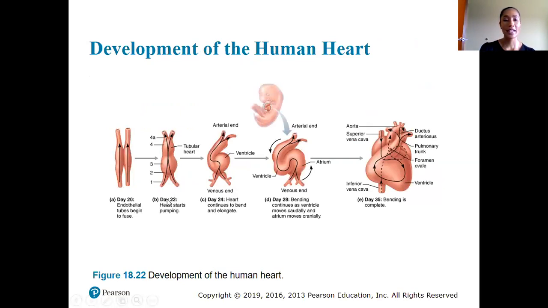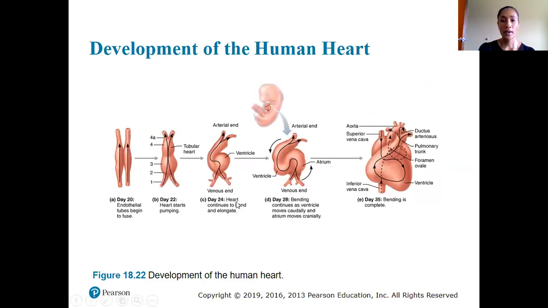So around day 20, we have these endothelial tubes that will begin to fuse together, and we see around day 22, the heart starts to pump. When you think about day 22, that's just shy of 4 weeks of gestation, or a woman being 4 weeks pregnant. And around that time, in most cases, you can't really hear the heartbeat with the technology that we have. You typically are able to hear the heartbeat around 5 to 6 weeks of gestation, but the heart does start beating at day 22.